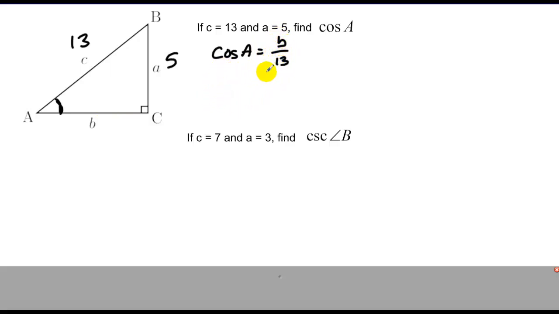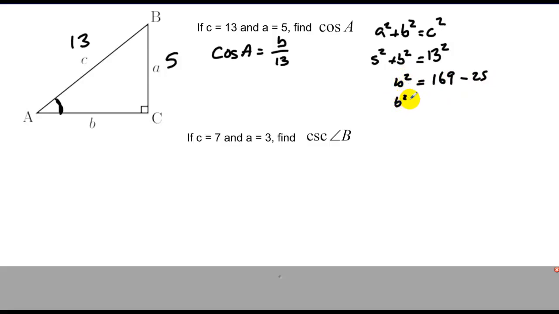Now the problem is we need to find B in order to find the cosine value, and luckily we have a right triangle, so we have a Pythagorean theorem we can set up. We can say that a squared plus b squared equals c squared in this case, and we know that 13 is c, we know that 5 is a, and we're looking for b squared. So we can say that 169 minus 25 is equal to b squared. B squared is equal to 144, and b is equal to 12.